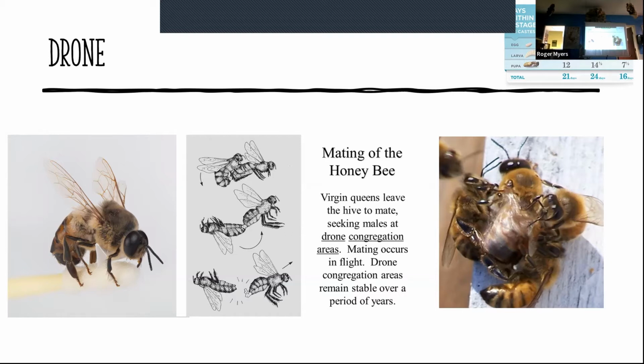And the reason they have big eyes is because drones have two purposes in life: to eat and to mate. They're sperm with wings. Just like all men, right?